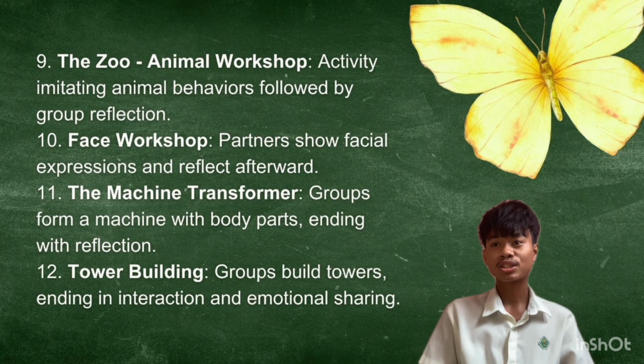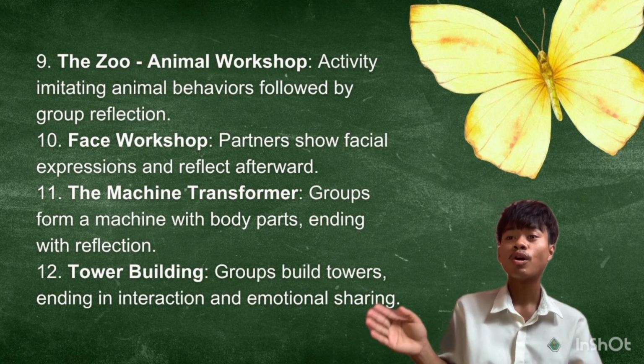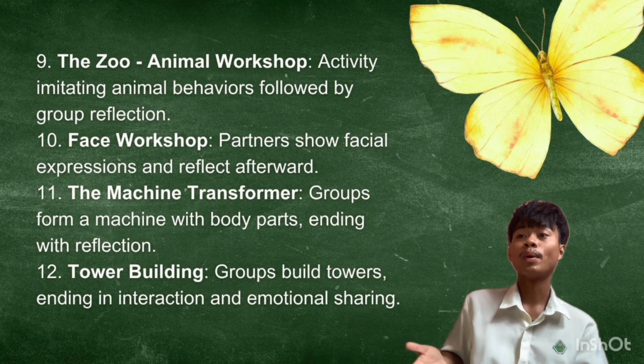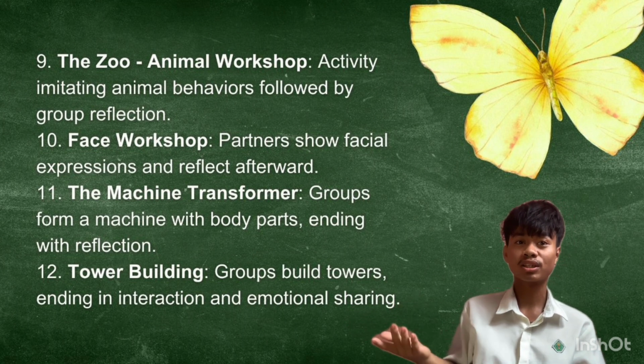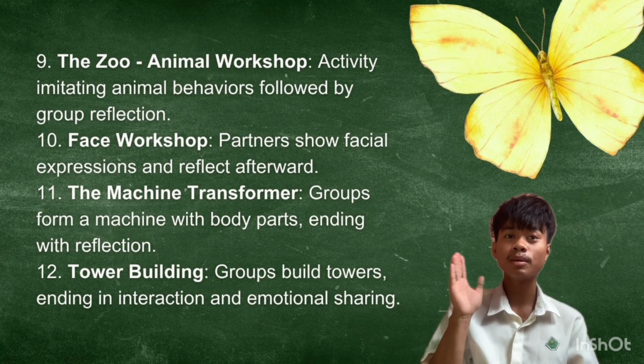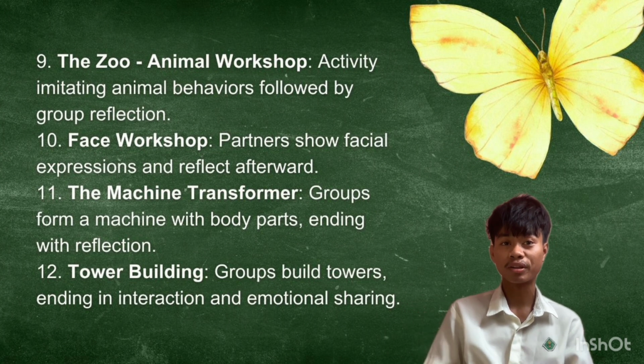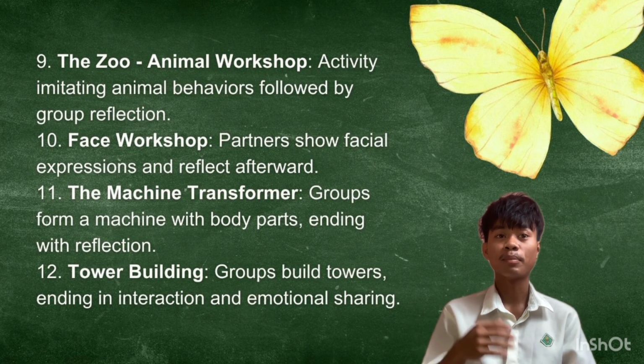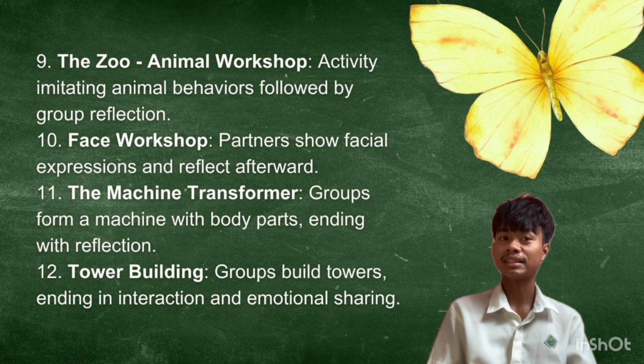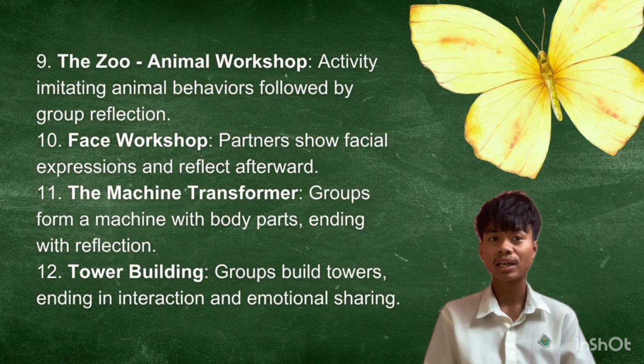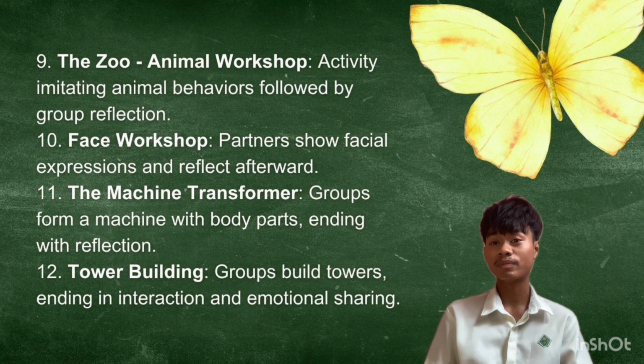So now, let's talk about the machine transformer, where a group forms a machine with body parts, ending with reflection. An example of this is an activity where participants work together to build a machine, symbolizing teamwork and emotional intelligence. The importance of this is it develops teamwork, communication, and problem-solving skills.